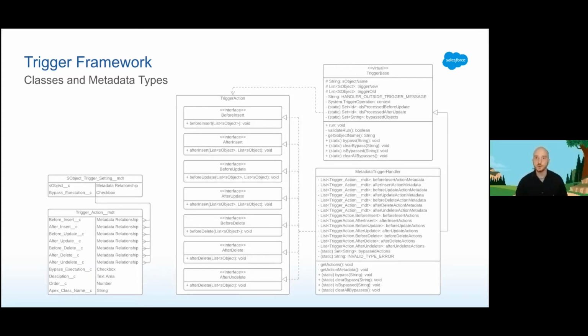All you do when you need to implement new functionality is write a class that implements the correct interface. And then you can use custom metadata to determine how, in which context, and in which order that action executes. So you don't need to touch any of this stuff. You just write your own little classes that are completely separate from the framework.